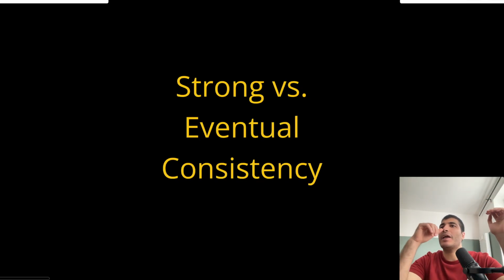Today we are talking about data consistency models in distributed systems, specifically about strong consistency and eventual consistency. Whether you are building a critical banking app or a large-scale social network, understanding these models is crucial.